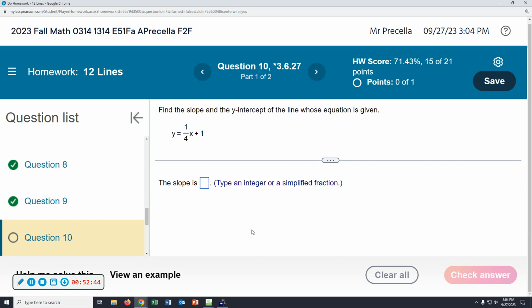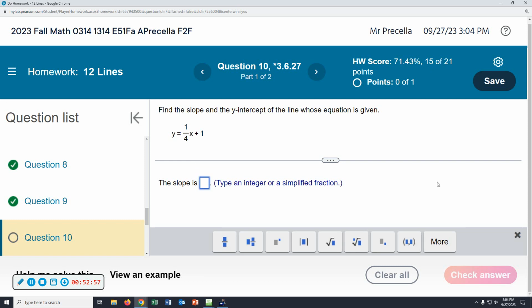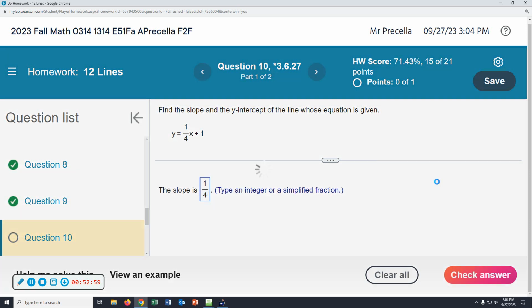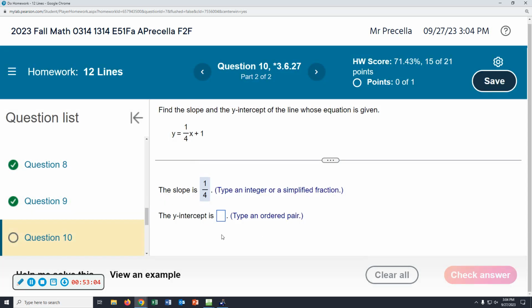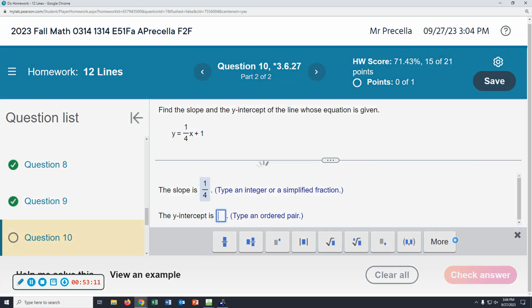Okay. Here's number 10. What's the slope? 1/4. If the equation is solved for y, it's easy to pick out that slope. It's the number in front of x. So 1/4, I agree. Oh, look at that. Am I just going to type a 1 here? No, what do I have to type? I have to type an ordered pair, the 0, 1.